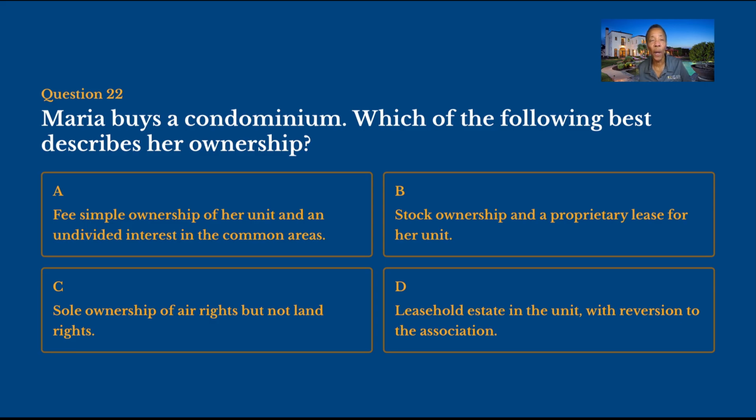Next one. Maria buys a condominium. Which of the following best describes her ownership? A, fee simple ownership of her unit and an undivided interest in the common areas. B, stock ownership and a proprietary lease for her unit. C, sole ownership of air rights but not land rights. And D, leasehold estate in the unit with reversion to the association.